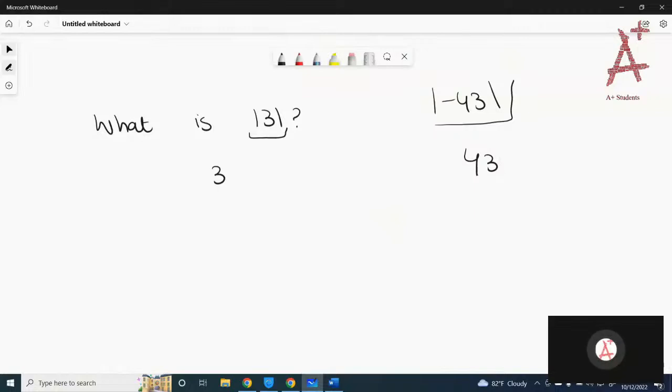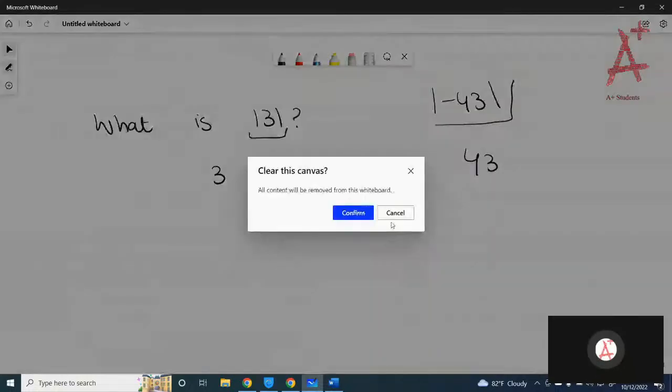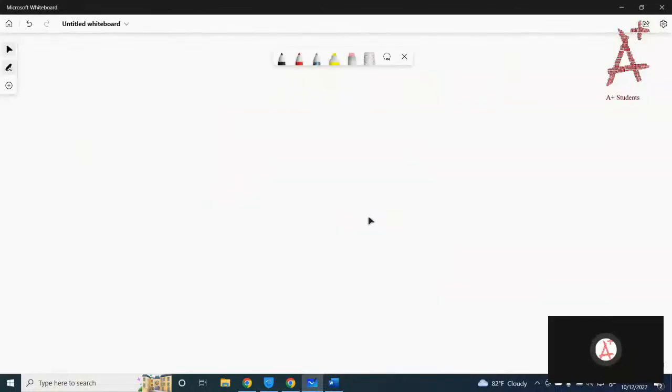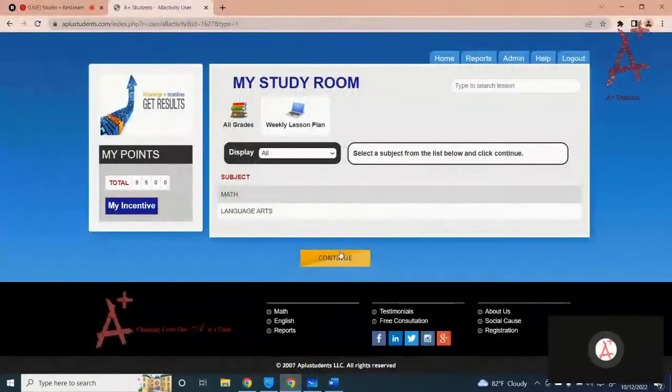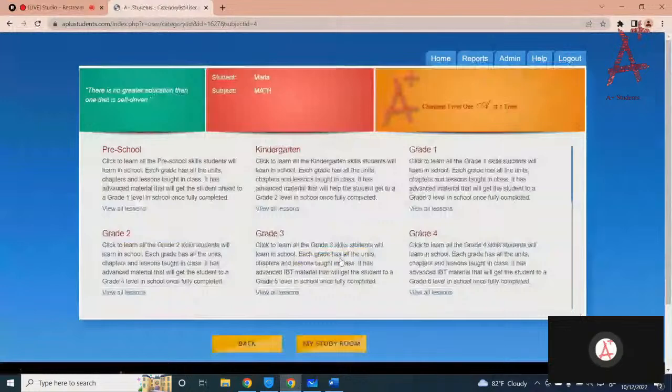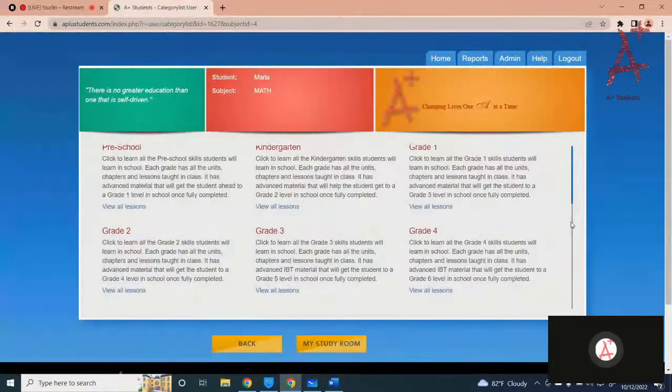If you know the answers, please use the live chat option. Write the answers in the live chat. If you have any problem, write the question here. I'll answer your question. Okay, what is opposite of 91? Opposite of 91 is negative 91. Got it? Opposite of a positive number is a negative number, and opposite of a negative number is a positive number. Got it?